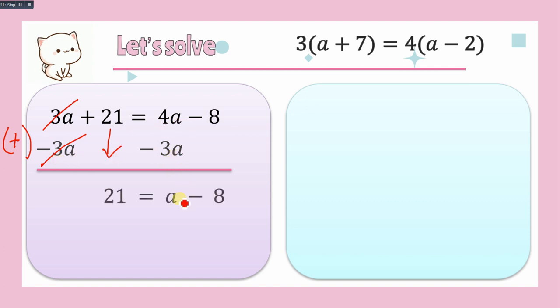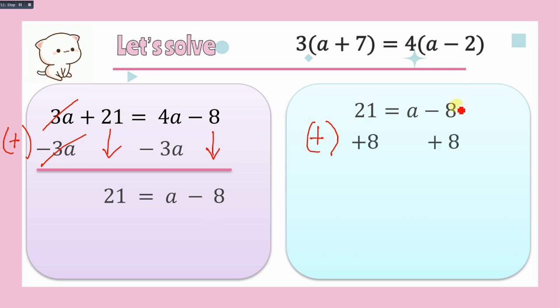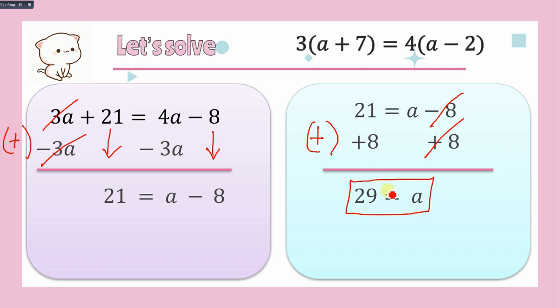Now the only thing that I would do here is to add both sides by the positive 8, to cancel out this negative 8. So the answer will be a is equal to 29. In this case, if you would like to check and balance your answer, you can substitute a with 29. You can always do that check to make sure your answer is correct.